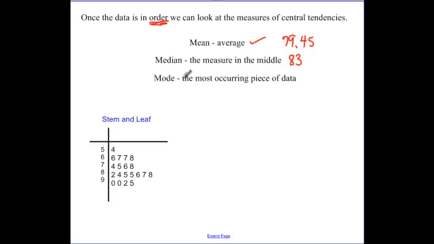Okay, and mode is the most occurring piece of data. We have 54, 66. Okay, we got two 67s. 74, 75, 76, 78, 82, 84. Oh, we got two 85s. And we got two 90s. So there is a tie for the mode. There's 67, 85, and 90. That's called being bimodal, when there's more than one mode.